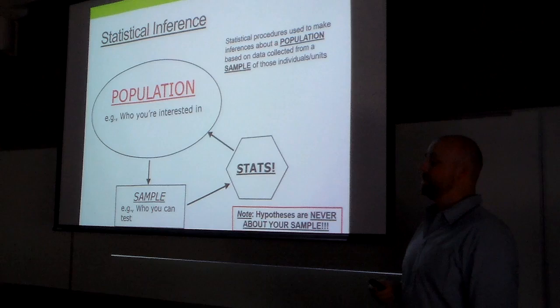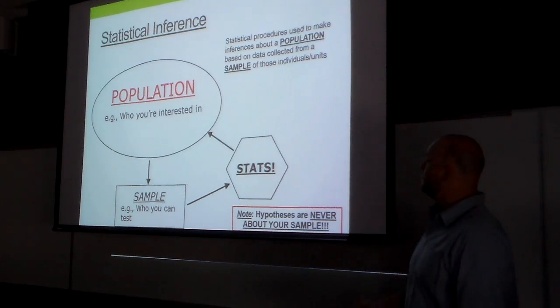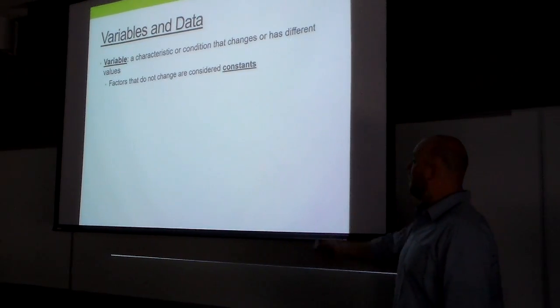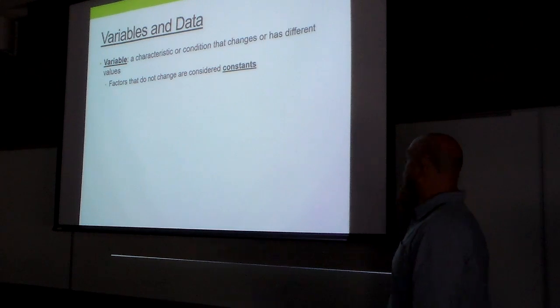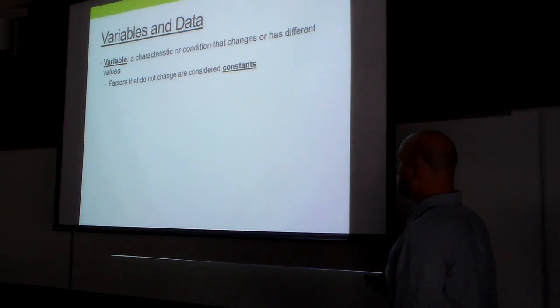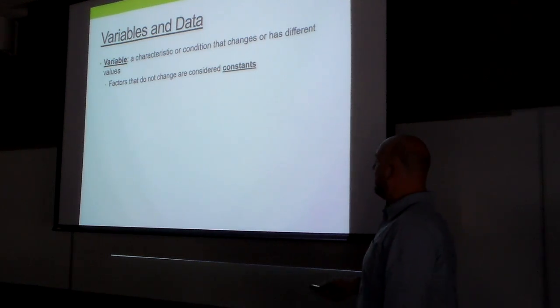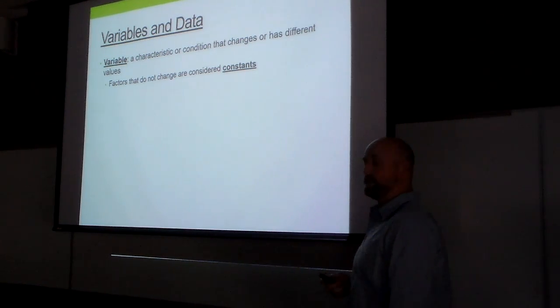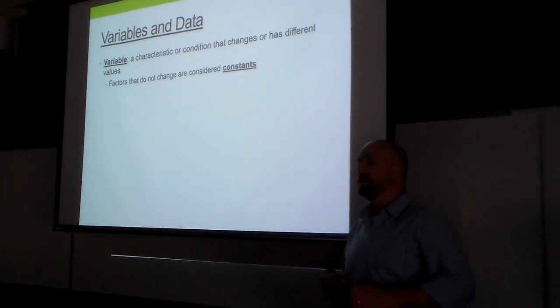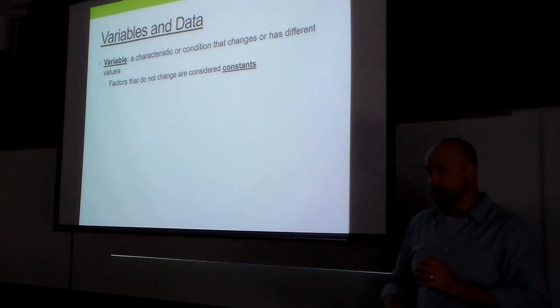Other questions about this stuff? All right, cool. Again, just review on terminology: a variable is some characteristic or condition that changes or has different values. If we've got something that doesn't change, that's a constant. Okay. Someone give me examples of variables. What's a variable?